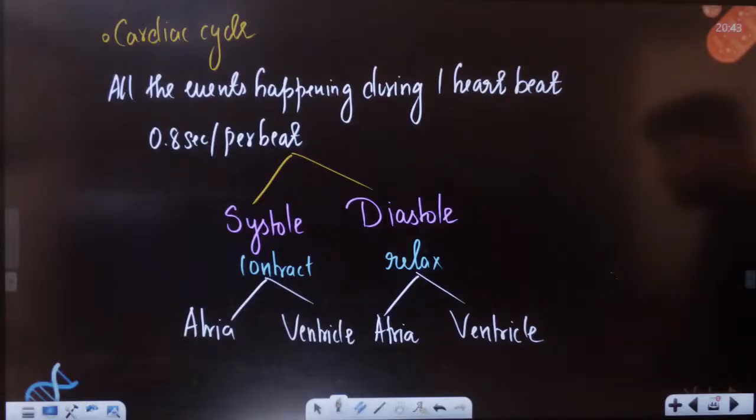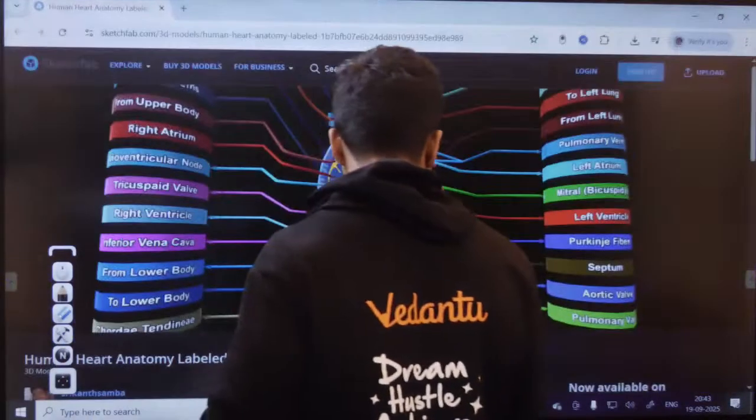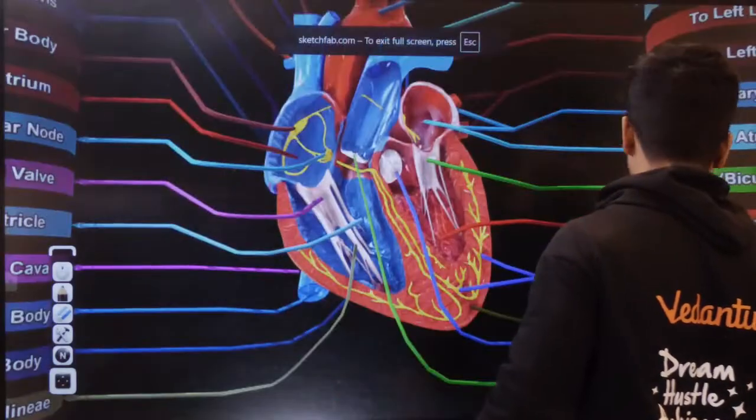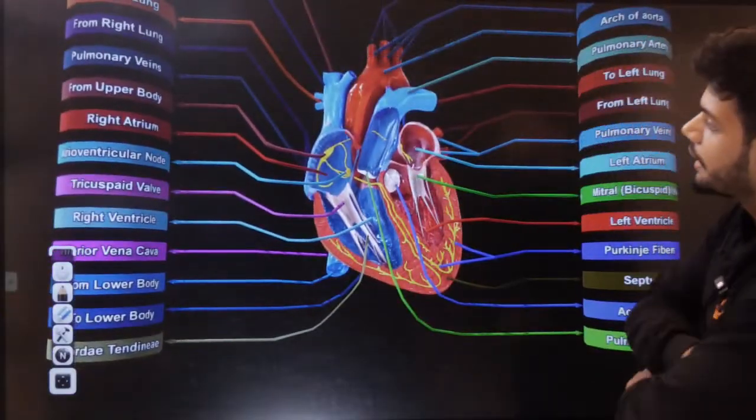Before I start the entire cardiac cycle, let me show you one more image, students. I hope it is visible to all of you. This is how the heart looks.